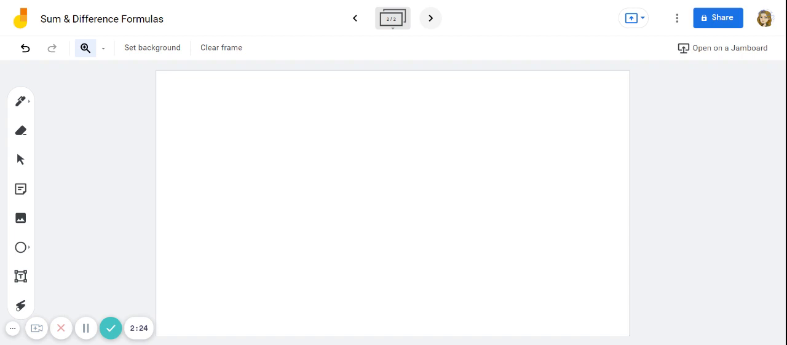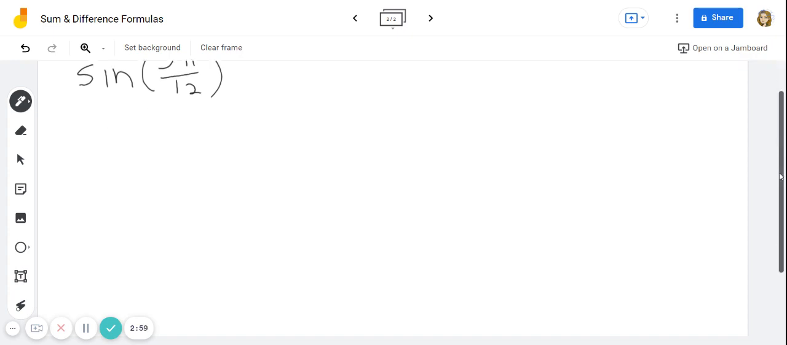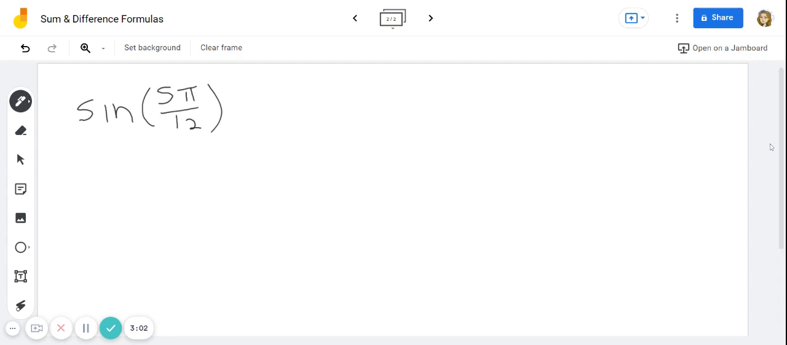All right, so let's say that they ask us to find sine of, let's go with something, 5 pi over 12. Now, 5 pi over 12 is not one of our values that we're used to seeing. That's not a value where we know those trig functions for 5 pi over 12. That's not a value that's on a unit circle that we have memorized.